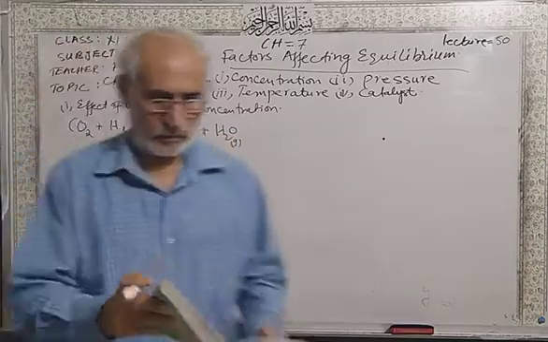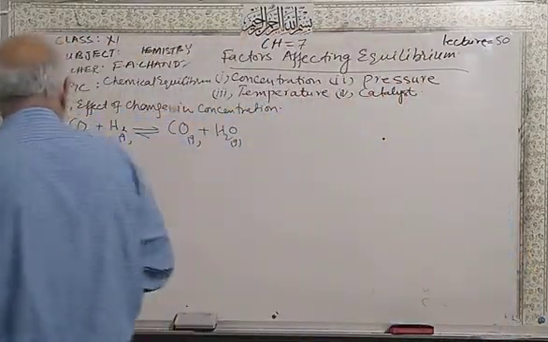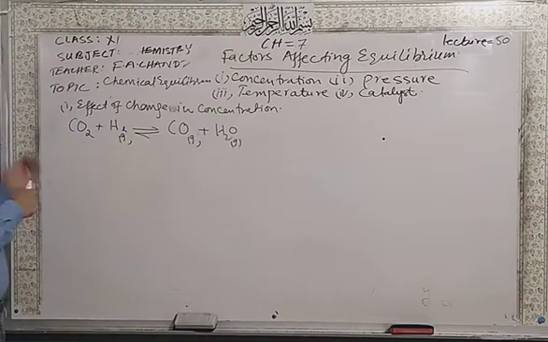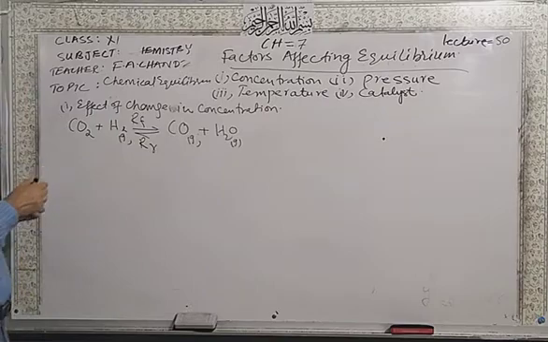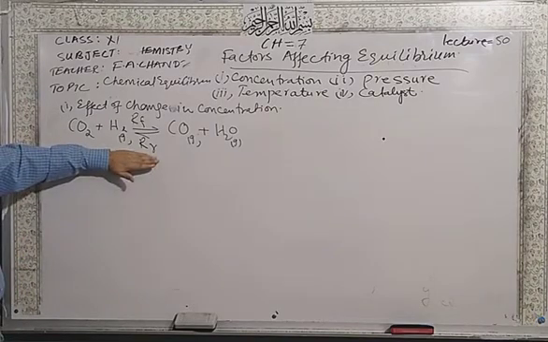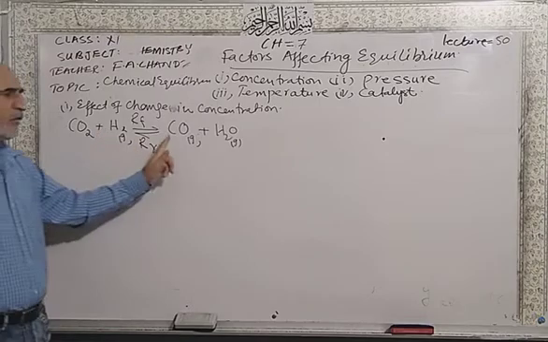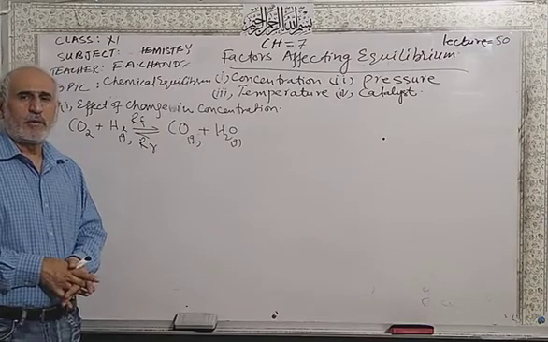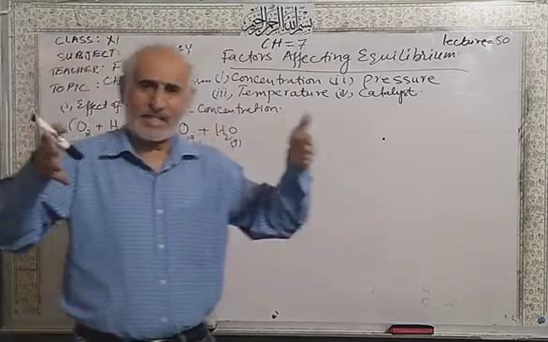Dear students, this system is at equilibrium, meaning the rate of forward and rate of reverse are equal. This is the equilibrium mixture in a closed container which contains 1 mole of carbon dioxide gas, 1 mole of hydrogen, 1 mole of carbon monoxide and 1 mole of water in the vapor form. So this is an already established chemical equilibrium.